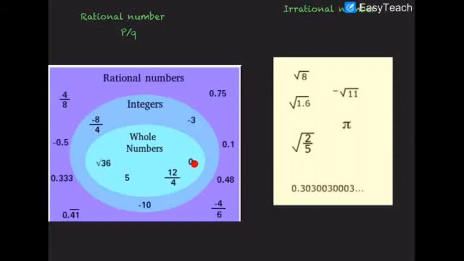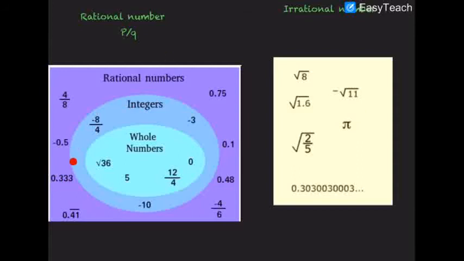And you can see negative 3, 0, 0.1, 0.48, root of 36 is 6, 5, negative 10. So everything comes under rational numbers: all the whole numbers that start from 0, all the integers and rational numbers. So what are irrational numbers? Irrational numbers are the set of numbers that cannot be represented in the form of p by q, or as fractions with integers.